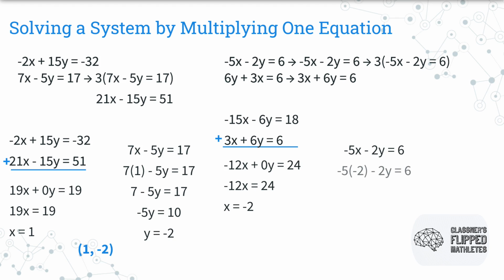Plug in negative 2 for x. Negative 5 times negative 2 is positive 10. 10 minus 2y equals 6. Negative 2y is equal to negative 4 when we subtract 10 on both sides. Don't forget your negative with the 2y. Divide by negative 2, y equals 2. Giving us the ordered pair negative 2, comma 2.